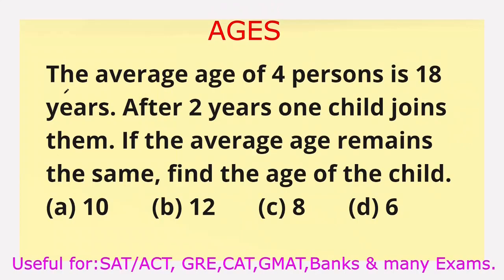Our question is, the average age of 4 persons is 18 years. After 2 years, one child joins them. If the average age remains the same, find the age of the child. Option A 10, option B 12, option C 8, option D 6.